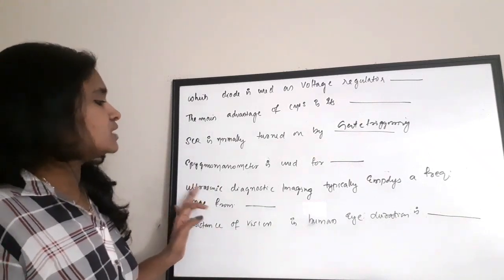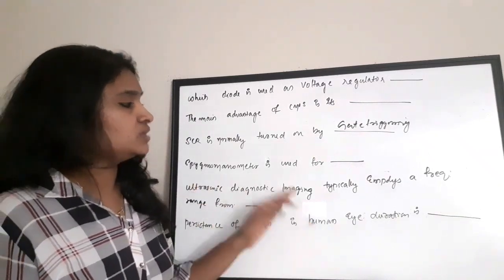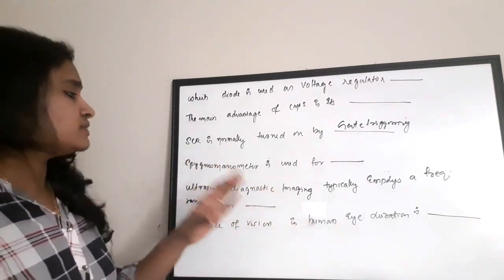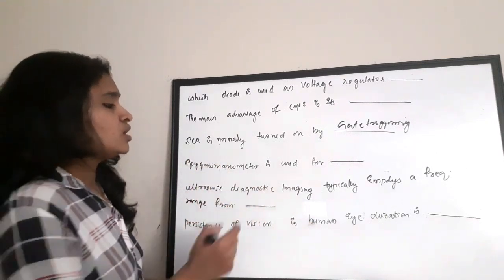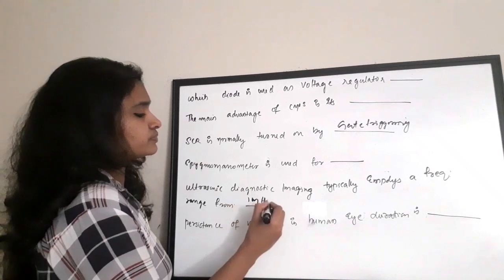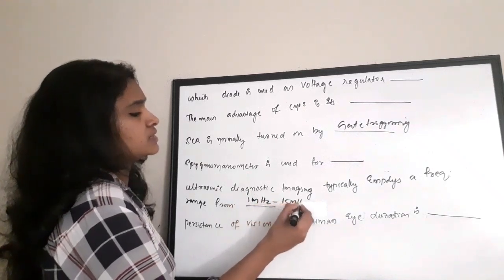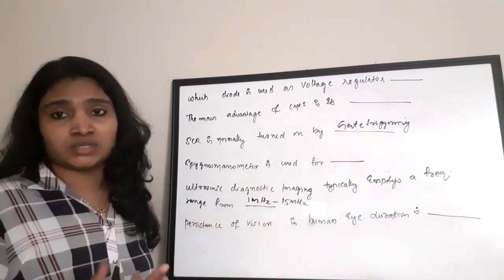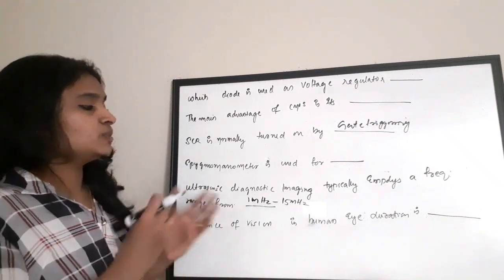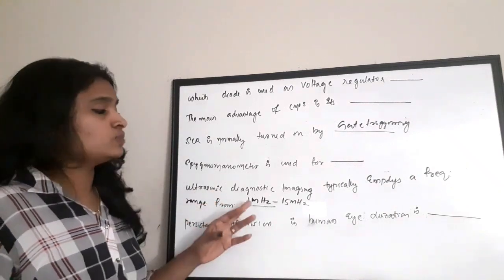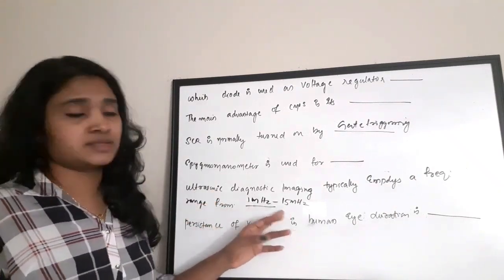Next question. Ultrasonic diagnostic imaging typically employs a frequency range from 1 megahertz to 15 megahertz. So for ultrasonic imaging or diagnostic imaging, the frequency range of usage is 1 megahertz to 15 megahertz.